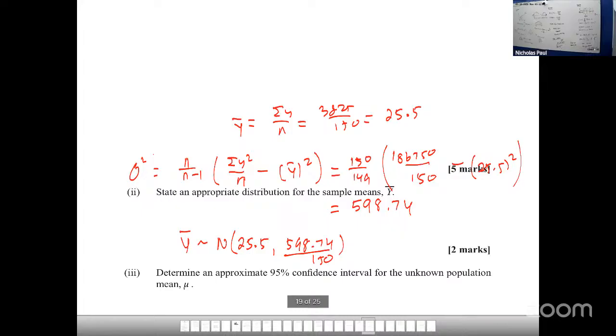Right, well, we know the formula, right? X bar plus and minus. What was the critical value now? 1.96. And your sigma is what? Root of 598.74 all over 150. Yeah, it is very good. I carry this 7. And the X bar value using is what? 25.5.